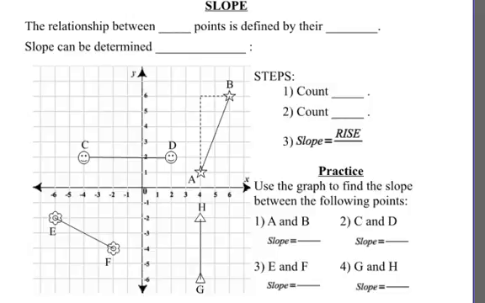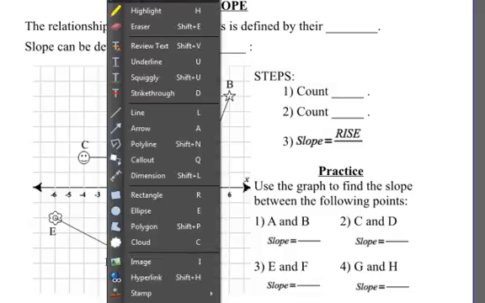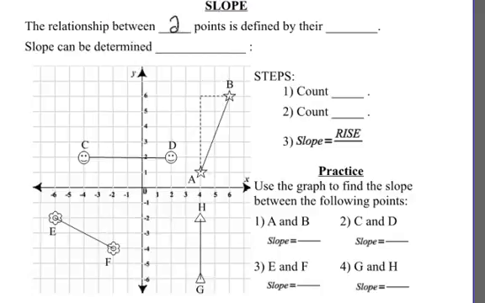For this lesson, we are going to discuss slope. The relationship between 2 points is defined by their slope. Now there's more than one way to determine slope. One way that one can find out slope is graphically. That means looking at a graph.